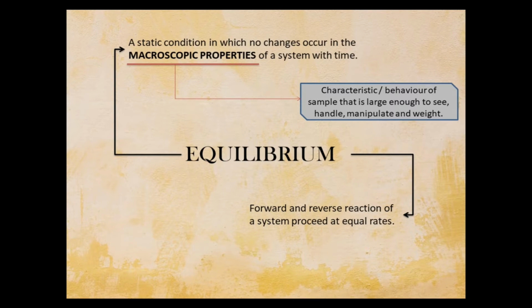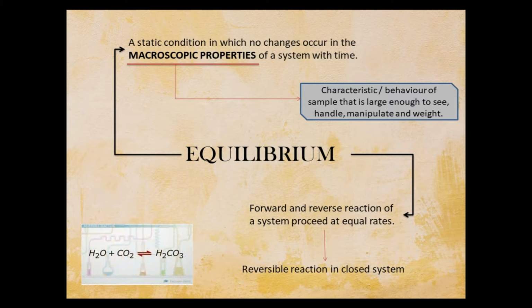Next, a system is said to be in equilibrium when forward and reverse reactions proceed at equal rates. Apparently, equilibrium can only happen in a reversible reaction in a closed system. This is because only a reversible reaction has forward and reverse reactions.